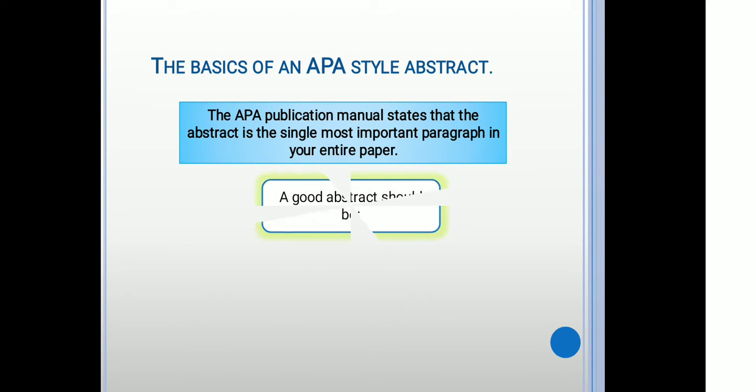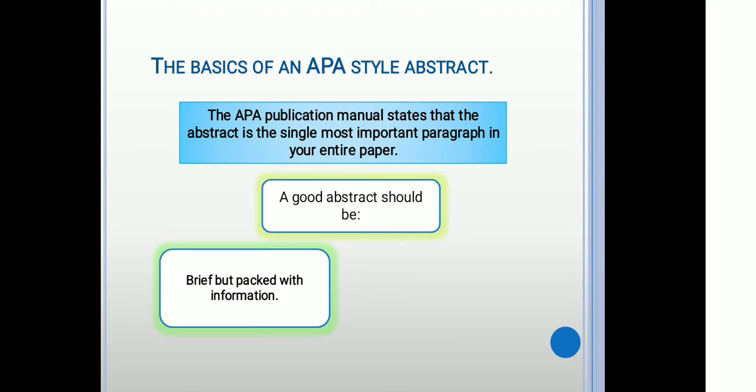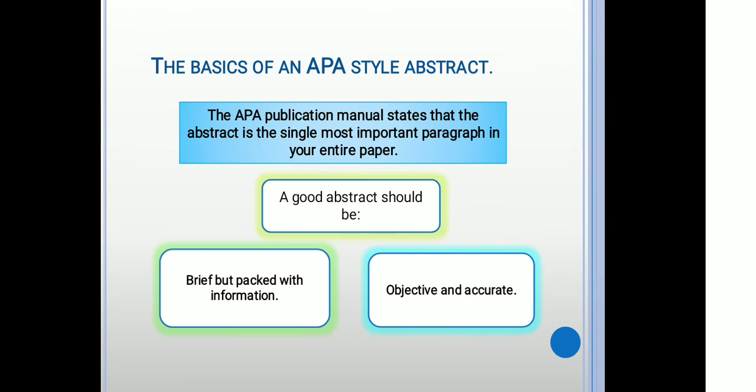According to the official guidelines of the American Psychological Association, a good abstract should be brief but packed with information. Each sentence must be written with maximum impact in mind. To keep your abstract short, focus on including just 4 or 5 of the essential points, concepts, or findings. Objective and accurate. The abstract's purpose is to report rather than provide commentary. It should also accurately reflect what your paper is about. Only include information that is also included in the body of your paper.